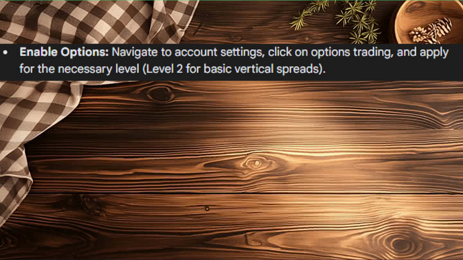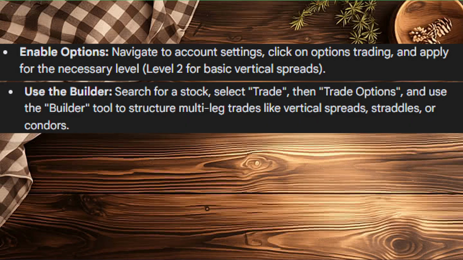And then from here, you'll need to navigate over to the account settings, click on option trading, and apply for the necessary level, which is level 2 for basic vertical spreads. From here, you'll need to search for a stock, select trade, and then trade option. From here, you'll need to use the builder tool to structure multi-leg trades like vertical spreads, straddles, or condors.